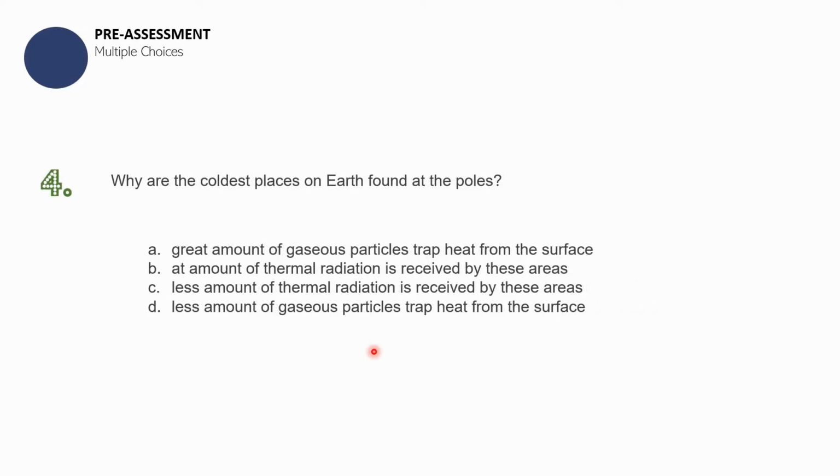Question number 4. Why are the coldest places on Earth found at the poles? Is it A, great amount of gaseous particles trap heat from the surface? B, great amounts of thermal radiation are received by these areas. C, less amount of thermal radiation is received by these areas. Or D, less amount of gaseous particles trap heat from the surface?